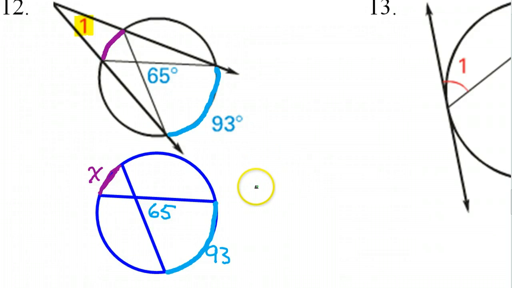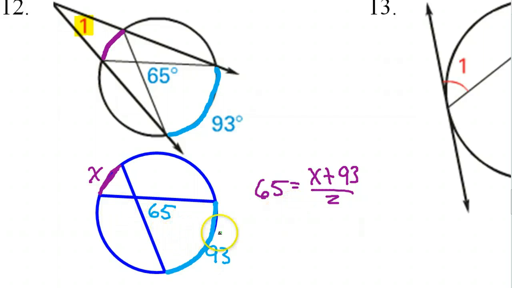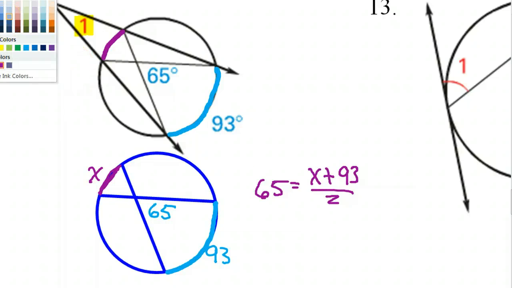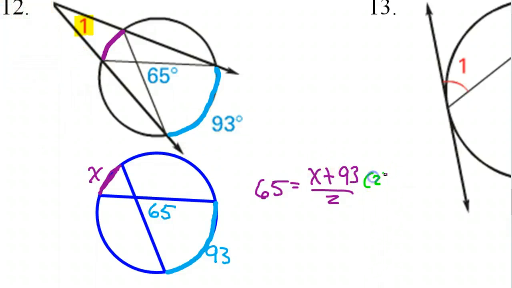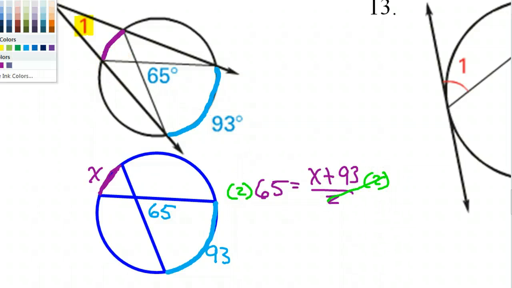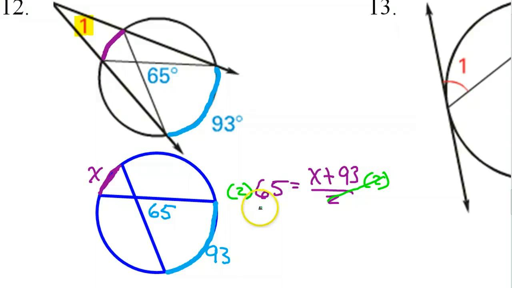So that's what I'm going to do. Angle equals arc plus arc divided by 2. So I should be able to solve this problem and find this purple arc. To do that, once again, I will multiply both sides by 2, and these will cancel. Let's see, it's 130 is equal to x plus 93.